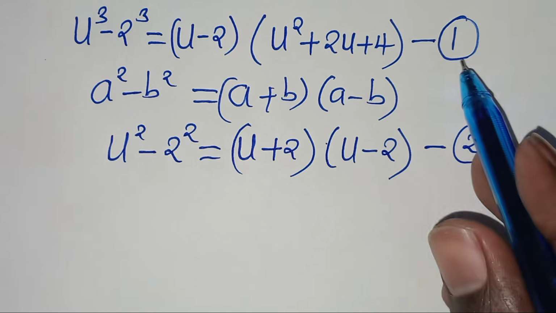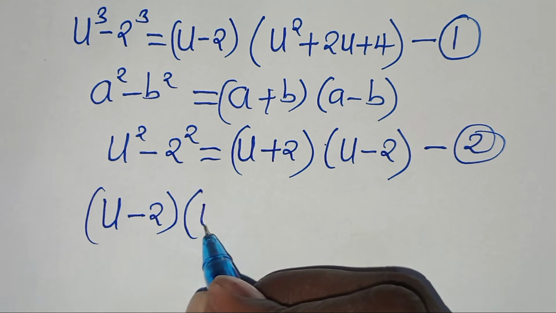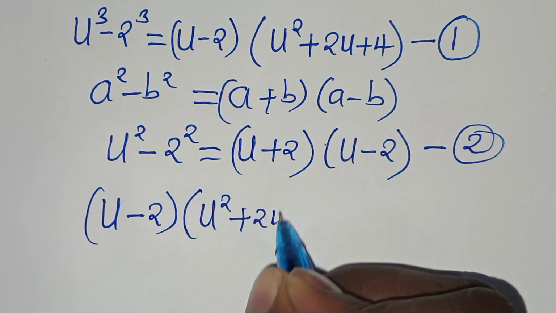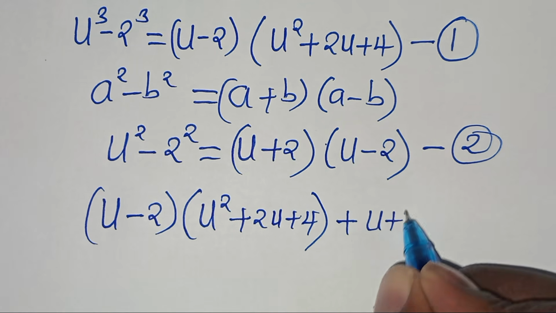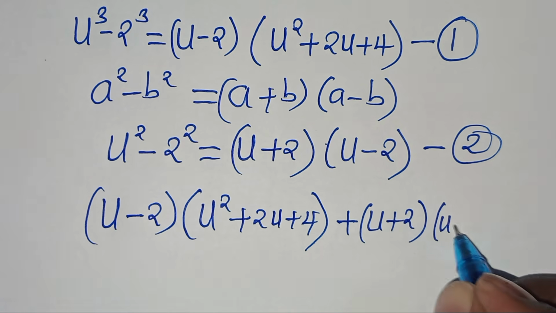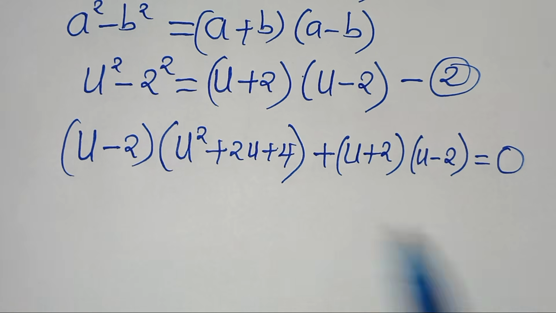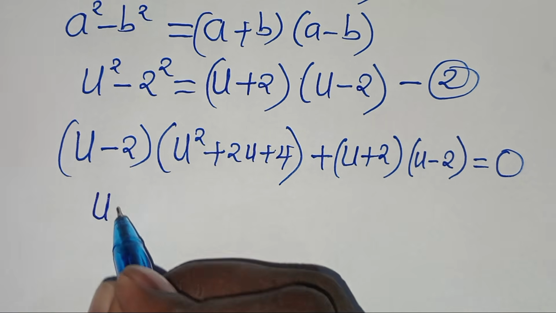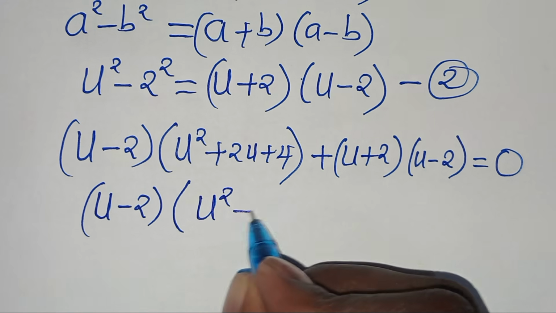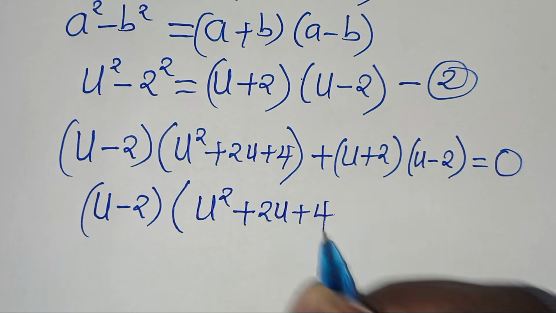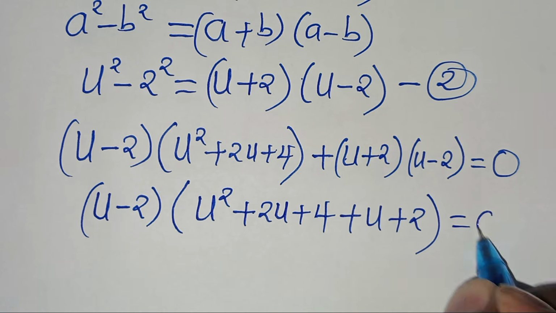So let's combine the first part and the second one. So this is u minus 2 into the parentheses, u squared plus 2u plus 4, then plus u plus 2 multiplied by u subtract 2. This is equal to 0. Okay, now u minus 2 is common here, so let's factor out u subtract 2 into the parentheses. This is u to the power of 2 plus 2u plus 4, then plus u plus 2. This is equal to 0.